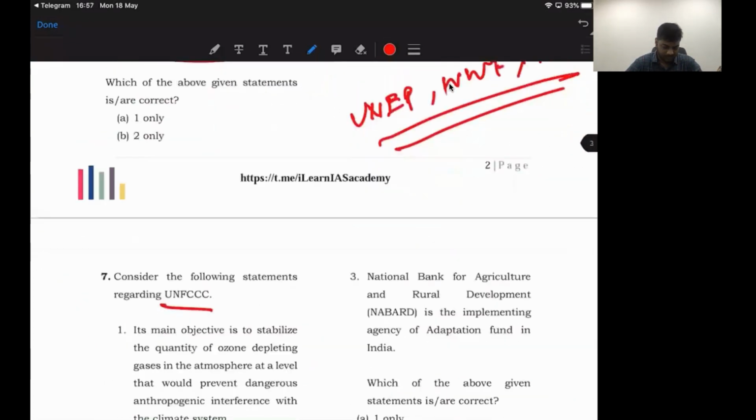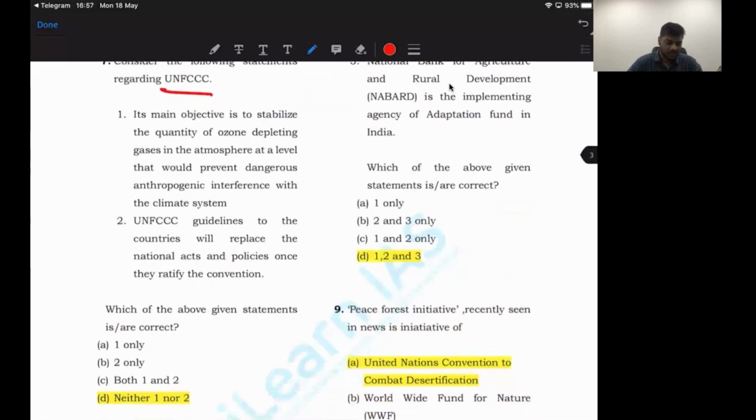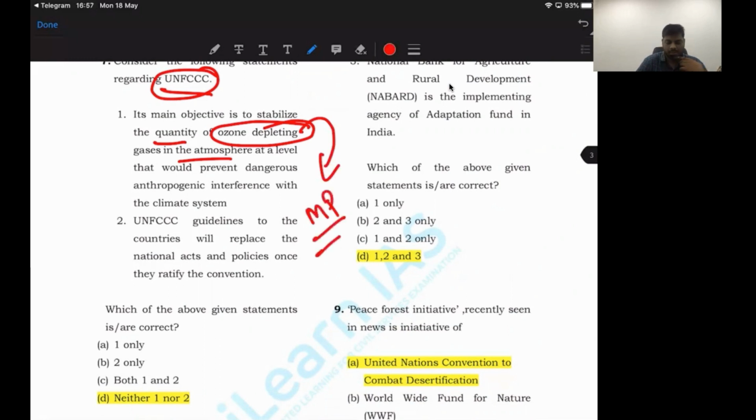Then the seventh one, consider the following statements regarding UNFCCC. Its main objective is to stabilize the quantity of ozone depleting gases in the atmosphere. Is that correct? No. Preventing ozone depleting gases is the objective of the Montreal Protocol, not UNFCCC. UNFCCC's objective is to prevent the emission of greenhouse gases. So the first statement is wrong.